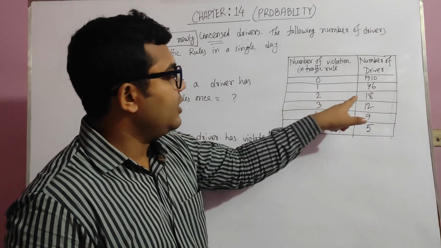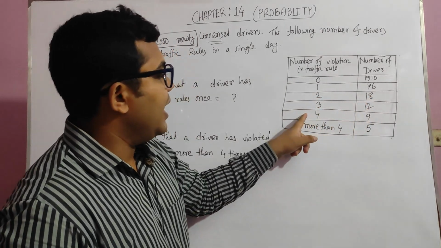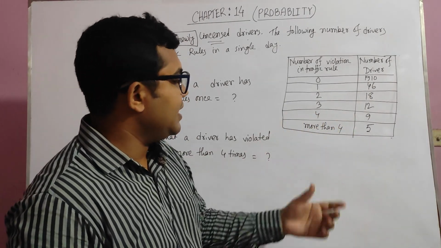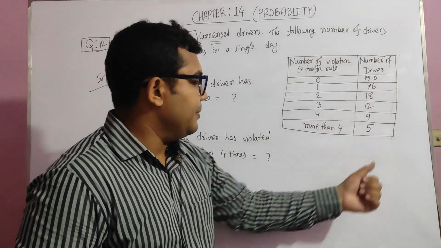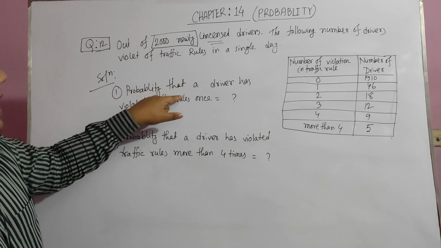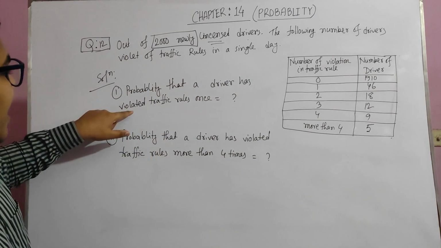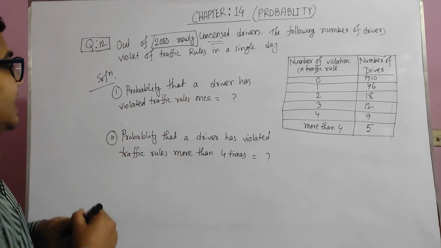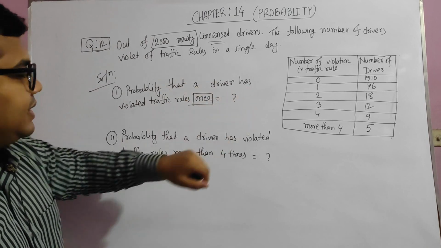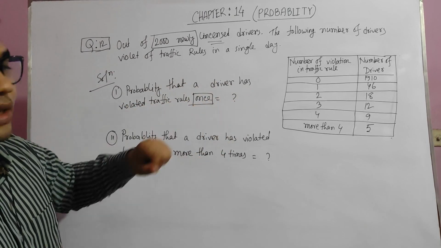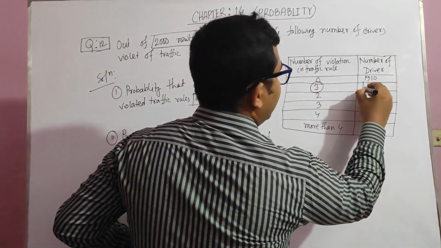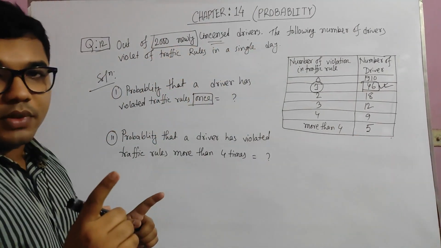So 2 times violated is 18, 3 times is 12, and 4 times is 9, and more than 4 times it can be 5, 6, 7, 8, 9, 10 or something like that. That is the 5 per driver. Okay, so here our question says: the probability that a driver has violated traffic rules once. Once is the keyword. So here is our once, here is 1, so 46 is our favorable event.